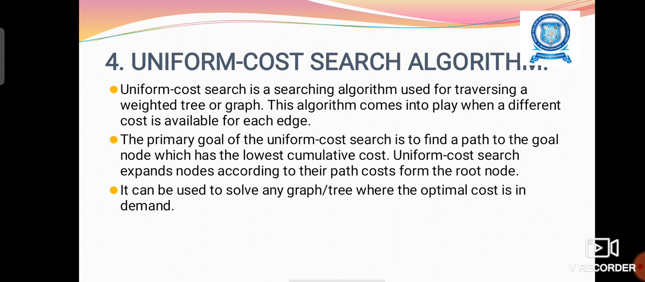The next algorithm is the uniform cost search algorithm. Uniform cost search is used for traversing a weighted graph or tree. This algorithm comes into play when a different cost is available for each edge. The primary goal of uniform cost search is to find a path to the goal node which has the lowest cumulative cost. It expands nodes according to their path cost from the root node. It can be used to solve any graph or tree where the optimal cost is in demand.